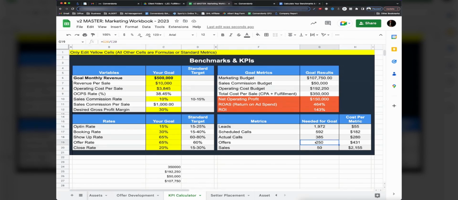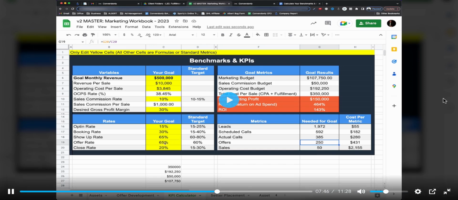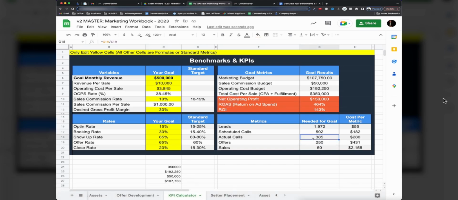All right. And then if we are making an offer to 65% of the people we meet with, then we take 250 and divide it by 65%, and that's going to show how many people we actually need to meet with in order to make 50 sales. Well, if we have a show up rate of 65%, then we can take the people we need to meet with divided by 65%, and that's going to show how many calls we need to book, 592.